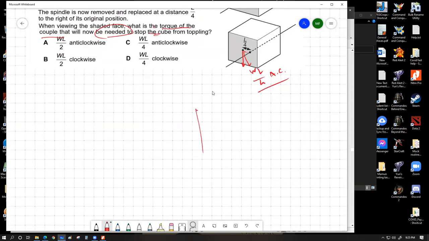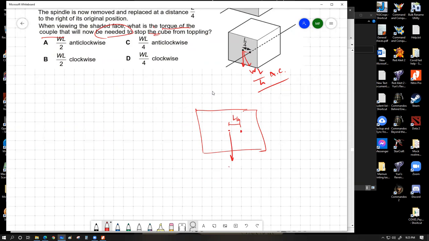Let's say this is the shaded face of the whole thing. Earlier, the rod was exactly at the middle, so it was at equilibrium. Now we have moved the rod to this position, so that this much length is L by 4. Weight is working this way. This is your pivot. So how much moment do you have?